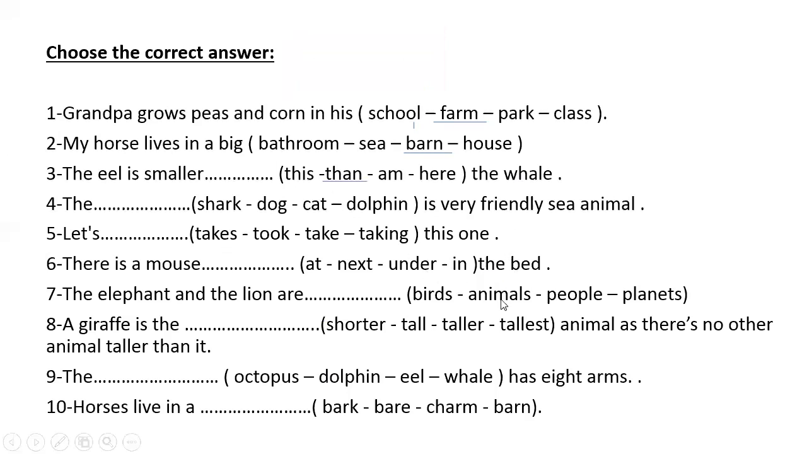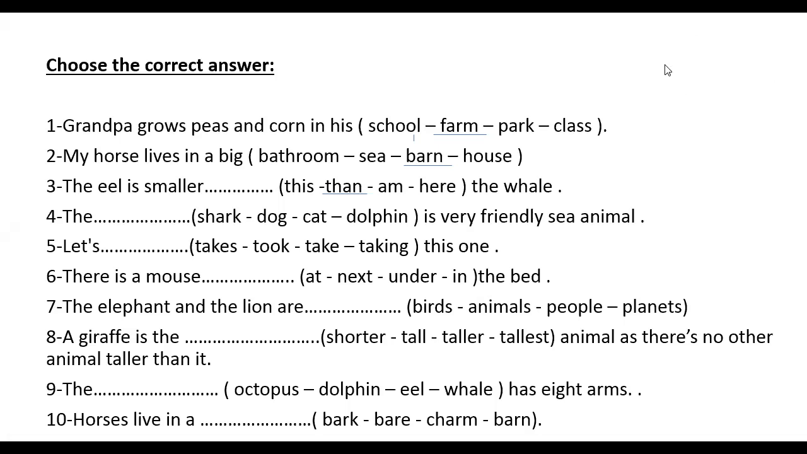The shark, dog, cat, dolphin is a very friendly sea animal. Okay? So, number four, let's take Abdurrahman Hisham. Dolphin. Yes, great. Thank you so much, Abdurrahman.